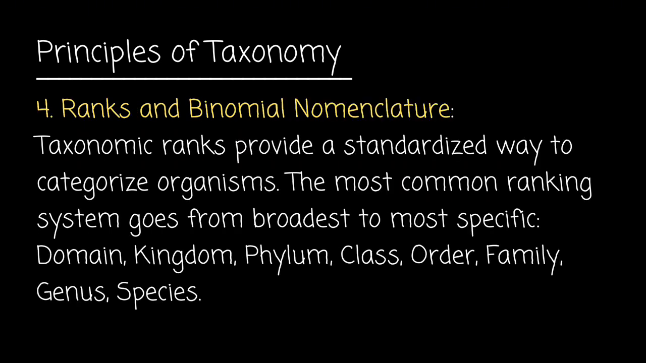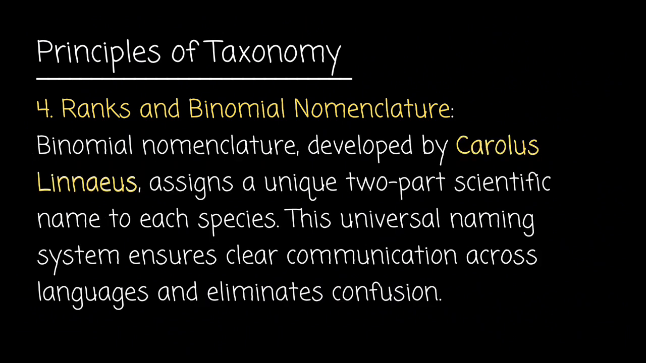Number 4. Ranks and binomial nomenclature. Taxonomic ranks provide a standardized way to categorize organisms. The most common ranking system goes from broadest to most specific: domain, kingdom, phylum, class, order, family, genus, species. Binomial nomenclature, developed by Carolus Linnaeus, assigns a unique two-part scientific name to each species. This universal naming system ensures clear communication across languages and eliminates confusion.